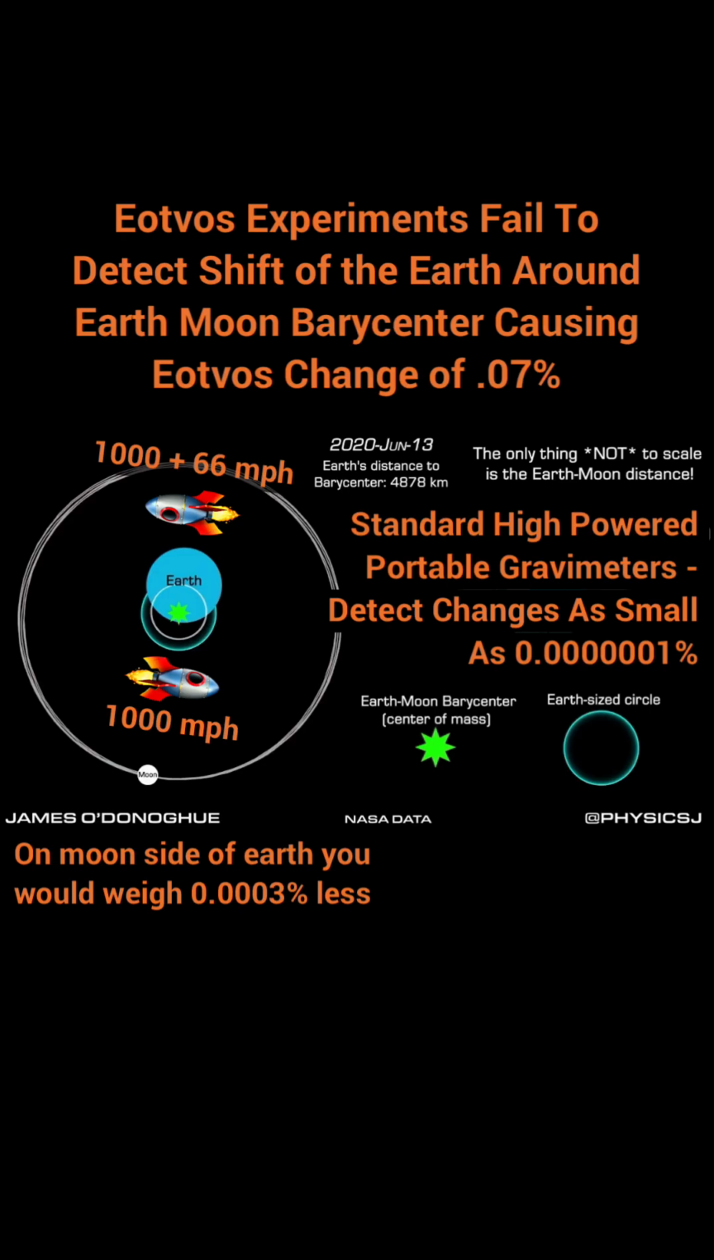The final argument I can hear globe proponents saying is that, oh, well, the force is too small to be measured. And the reason why that statement is wrong is that even standard high-powered gravimeters are able to detect changes in weight or gravitational pull or push, depending on which model you're talking about, as small as 0.000001%. So even average high-power gravimeters would have no problem picking up the Eötvös effect emerging from the sling of the Earth around the Earth-Moon barycenter.